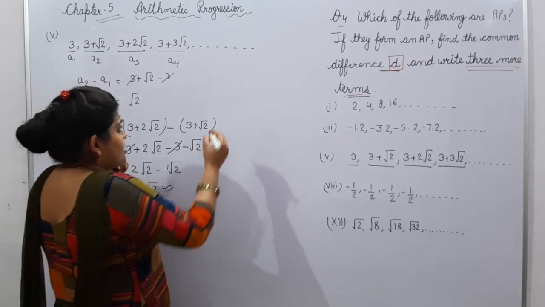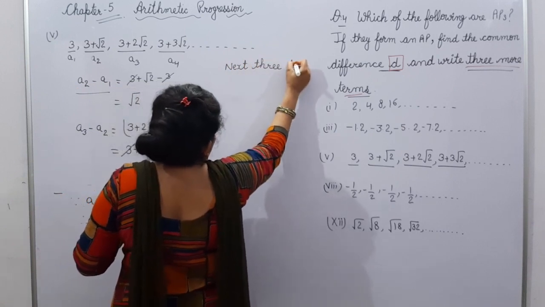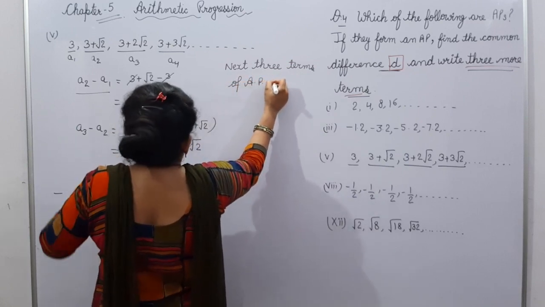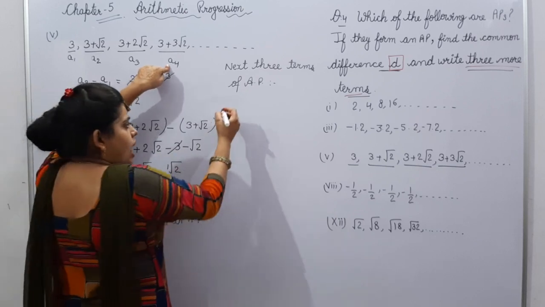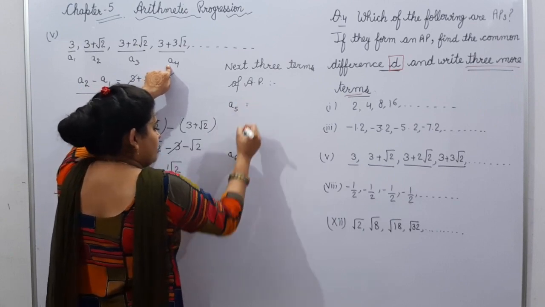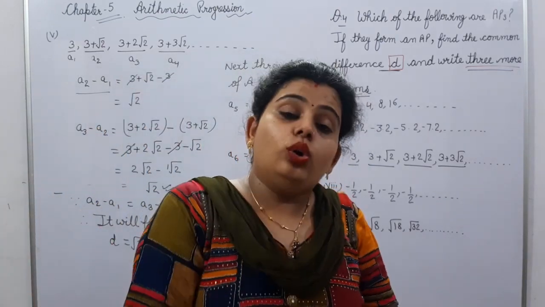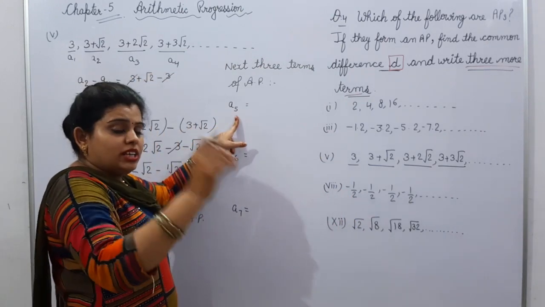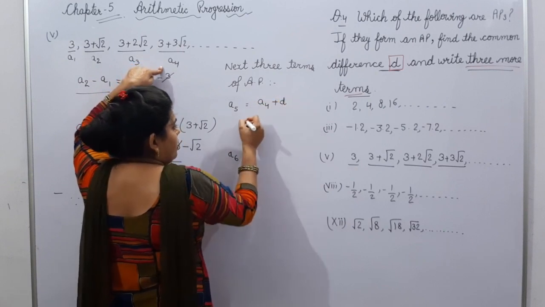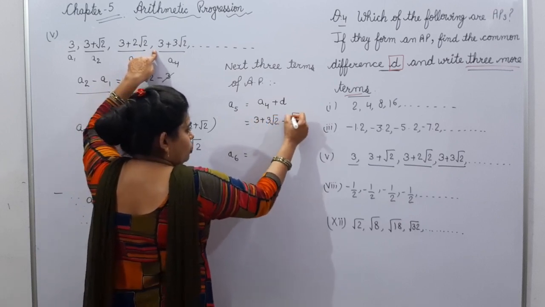Now the next three terms of the AP. How many terms are there? A4. Now what do we have to find? A5, A6 and A7. A5. How will we find A5, beta? Common difference added to its preceding term. And which term is its preceding term? A4. Then A4 plus D. And what is A4? 3 plus 3 root 2. And what is D? Root 2.